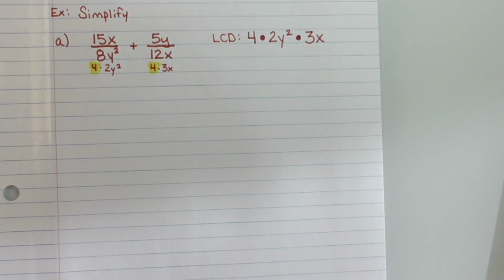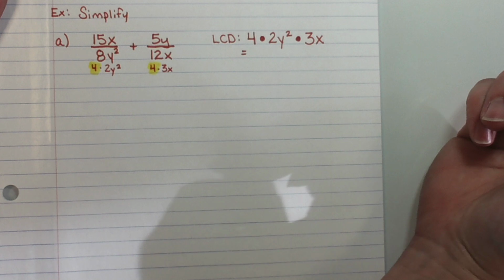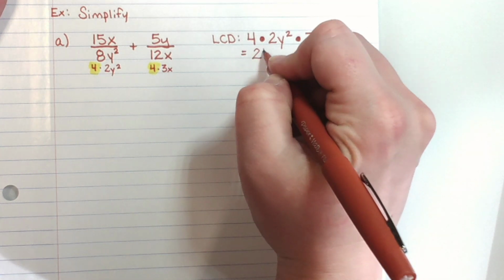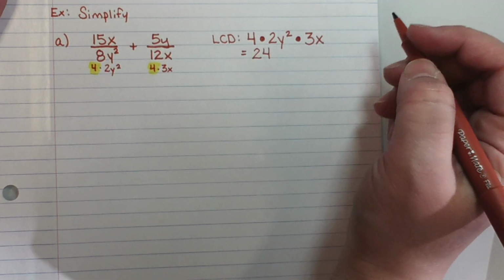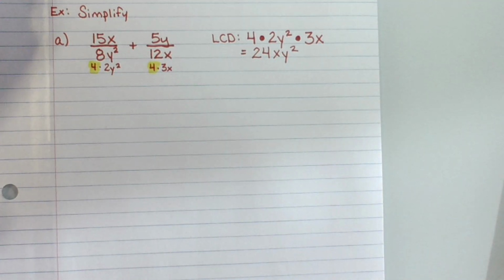When it's monomials, do I want to multiply it together, or do I want to leave it as these 3 things? When it's monomials, multiply it together. What is 4 times 2 times 3? 24. What about variables? xy squared. Now we figured out what the least common denominator is.